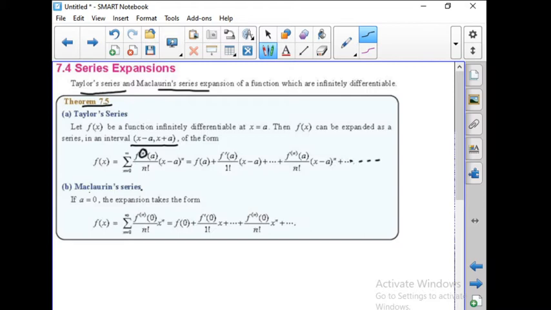Okay. Next, similarly, Maclaurin's series. In this Taylor series, Maclaurin's series is where we put a equal to 0. When we put a equal to 0, the expansion takes the form f of x is equal to sigma n equal to 0 to infinity f raised to n of 0 by n factorial x power n, that is f of 0 plus f dash of 0 by 1 factorial into x plus etc., up to f raised to n of 0 by n factorial x power n plus etc. What do we put for a? We put 0. Taylor's series with a equal to 0 gives the Maclaurin's series.